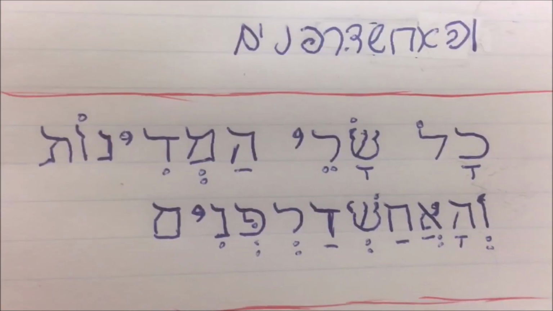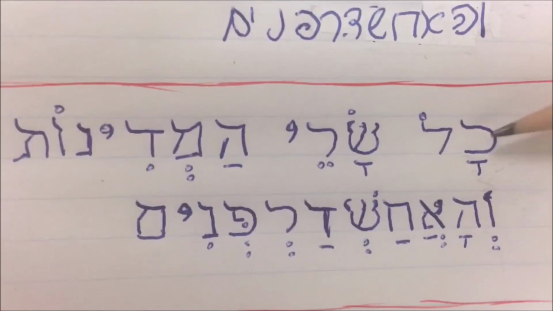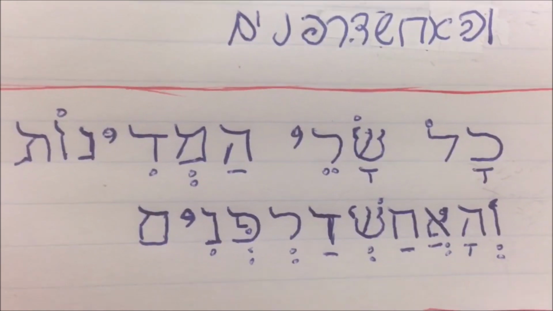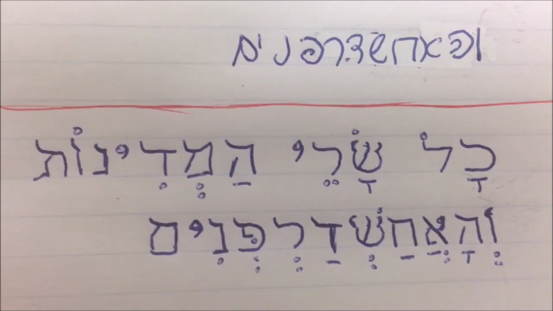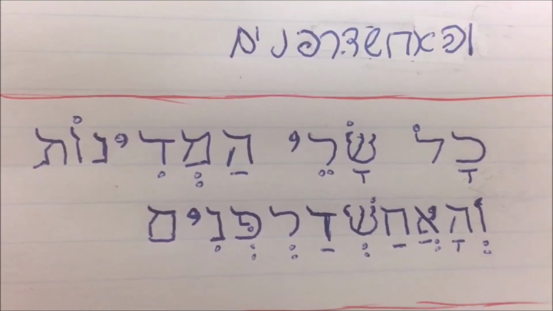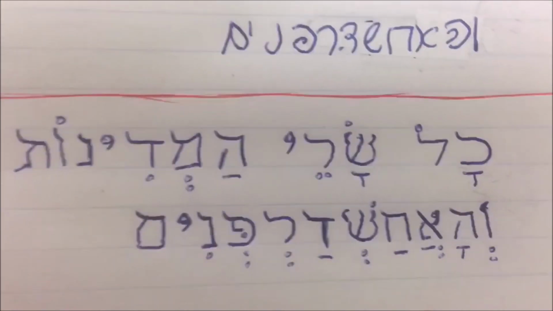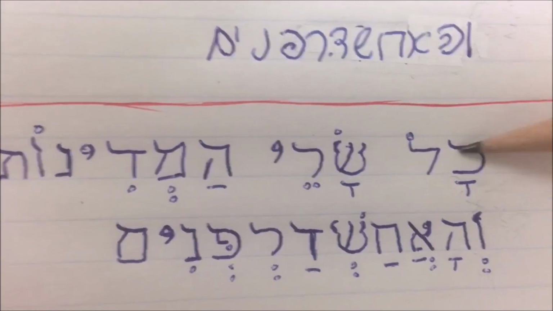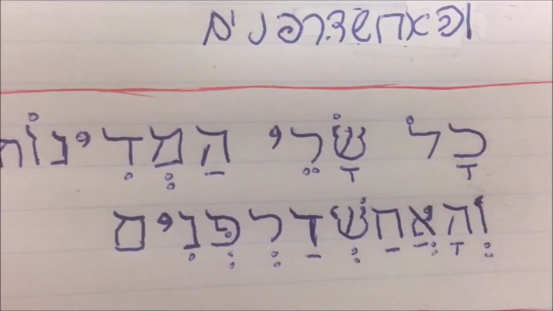The third line is the exact same text as the second line, just written in the standard Hebrew script, the block script or square script, whatever you want to call it. As I said earlier, I call it the Ashuri script, but it's the same thing, just with the Ashuri script and the Masoretic Nikodot, the diacritics, the dots and dashes used to clarify vocalization, but it's the same thing, Kal Sareh Hamdinot Weha Ahashdarpnim, right?